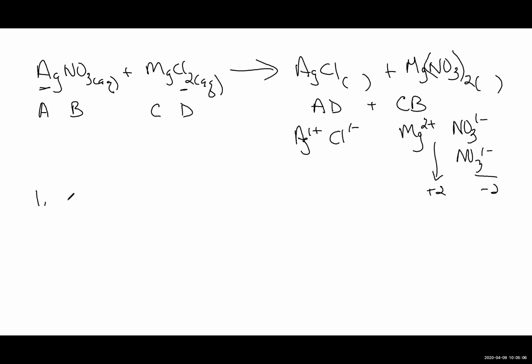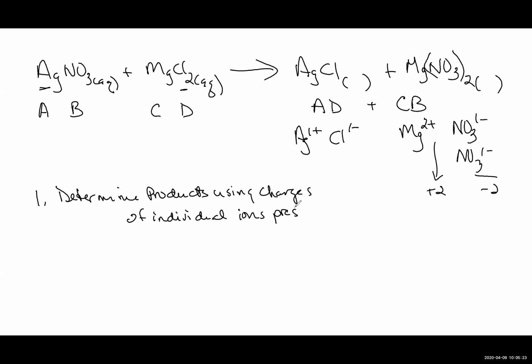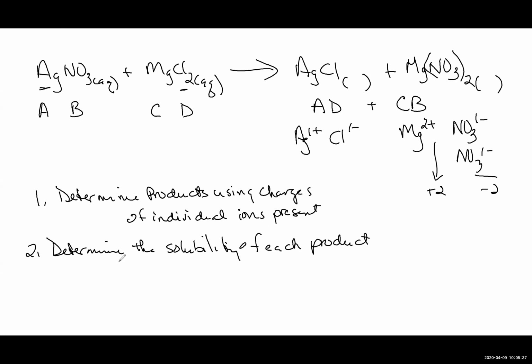So step 1, determine the products using the charges of the individual ions present. Step number 2 is going to be to determine the solubility of each product. How do we do that? We use the solubility table. That's why I said if you have the solubility table out so you can refer back and forth to it, that would be very helpful.